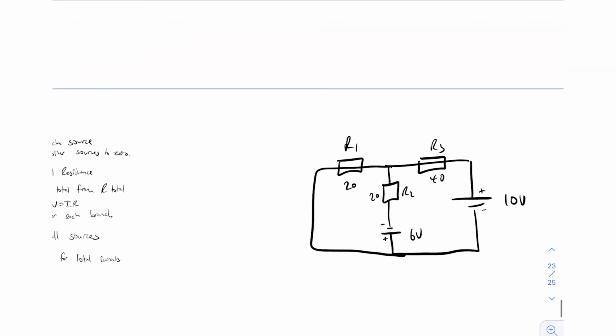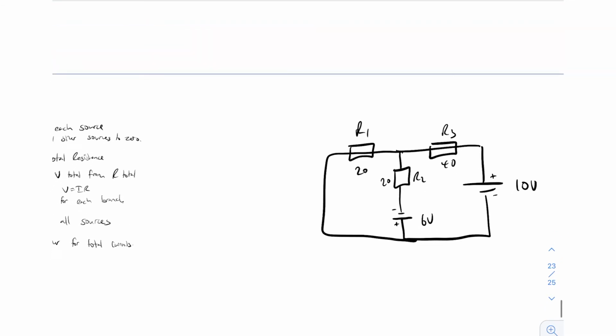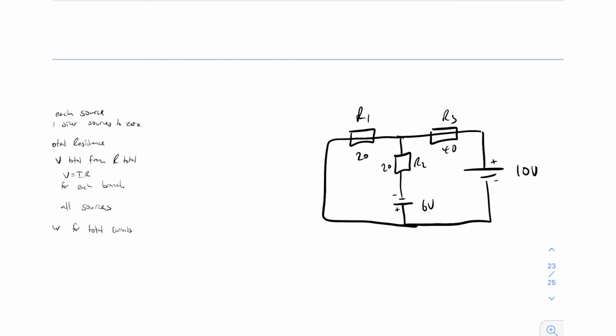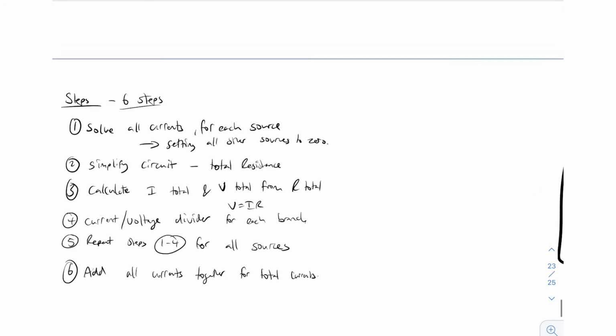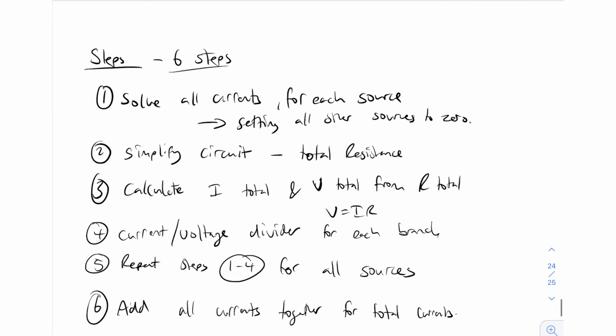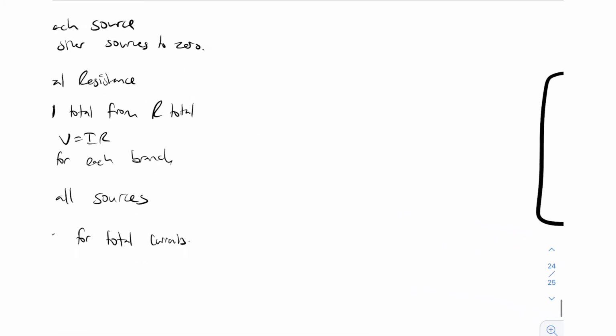So now that we've got a full circuit, what we're saying is let's find out the current and voltages for all of the branches in this circuit. Cool. So the way that we're going to do that, step 1 is we're going to solve all currents for each source by setting all other sources to 0. So we just need to remove one of these voltage sources.